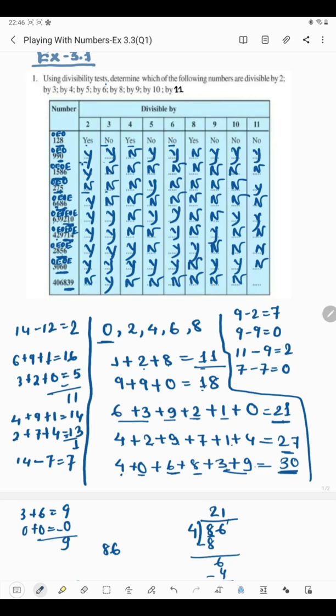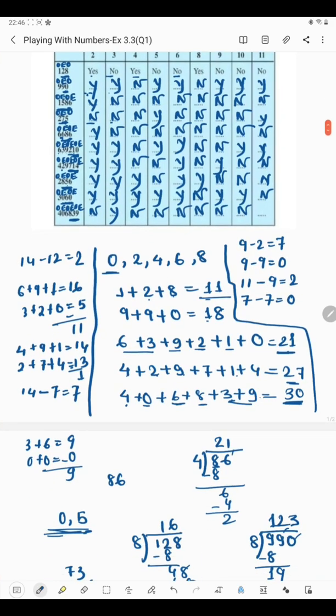Okay, and the last one we have odd, even, odd, even, odd, even. The sum of the digits at odd places: 4 plus 6 plus 3, 6 plus 3 is 9, 9 plus 4 is 13. And the sum of the digits at even places: 0 plus 8 plus 9 is 17. And 17 minus 13 is 4, which cannot be divided by 11. So we will write no.